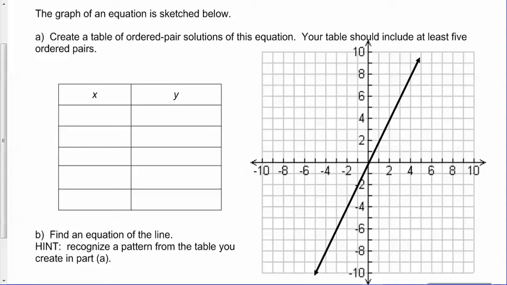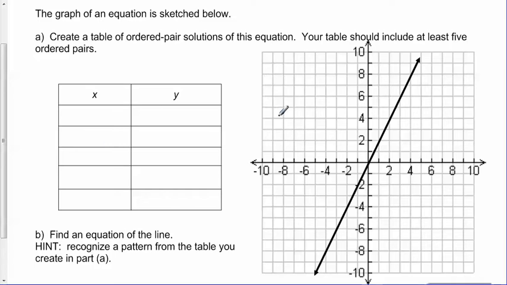The graph of an equation is sketched below. So there's two things we're going to do here. First, we're going to create a table of ordered pair solutions of this equation. Your table should include at least 5 ordered pairs. Then we're going to find an equation of the line. The hint is to recognize a pattern from the table you create in part A.